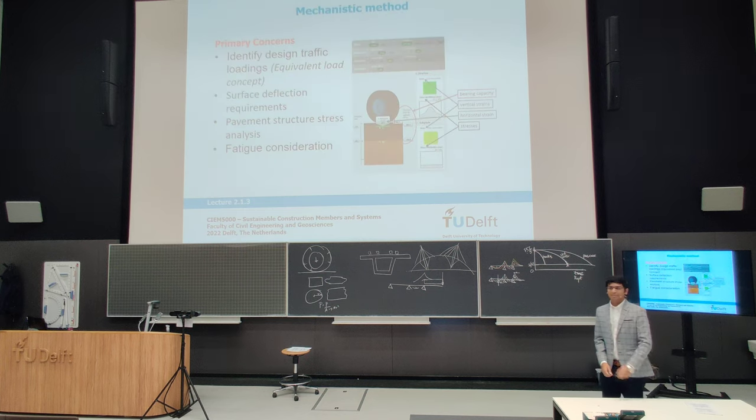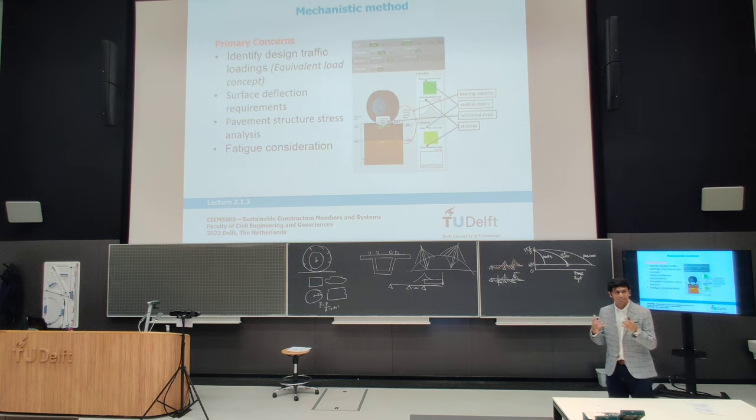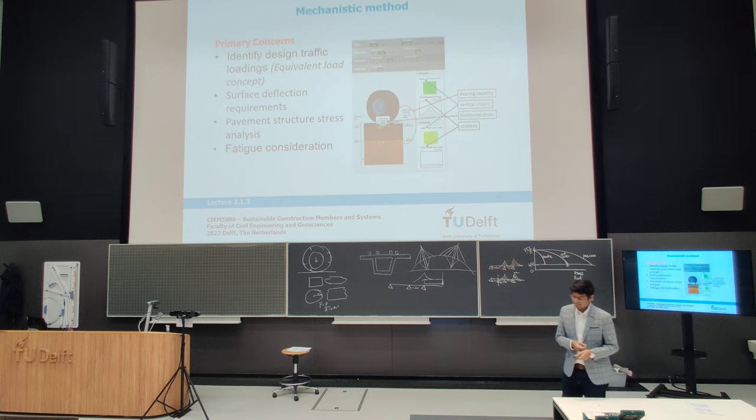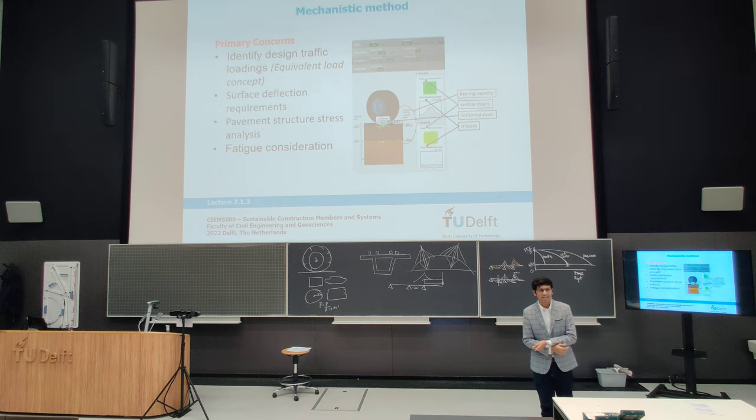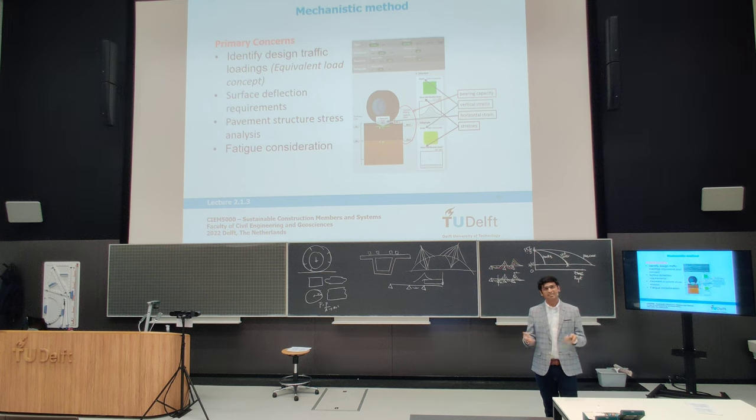Yes, next one is the mechanistic approach. In this mechanistic approach, we always try to identify the different traffic loading and try to get the deflections, stress and strain, and include the fatigue life. Again, it has a lot of assumptions. It's again of an over-conservative nature: we design something for this, we don't know the future of things, just design for whatever the predicted truck volume, and see how long it will take to degrade.